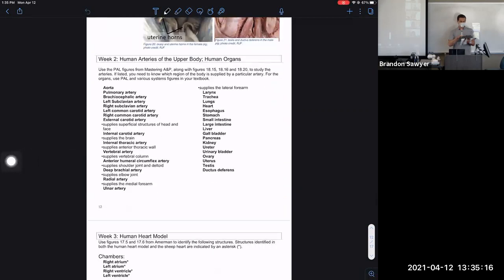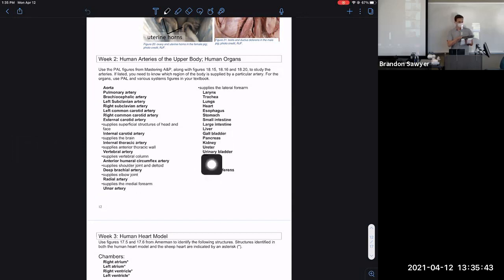And then we have arteries of the human upper body. Those are listed here. For the ones that have something underneath them that says what they supply, you need to know that too. So one question might be, pointing to the artery, what is this? And then the second one would be, what tissues does this supply? But for the ones that don't have anything listed underneath them, you don't need to know what it supplies. There's really only 8 here so far that you need to know that for.